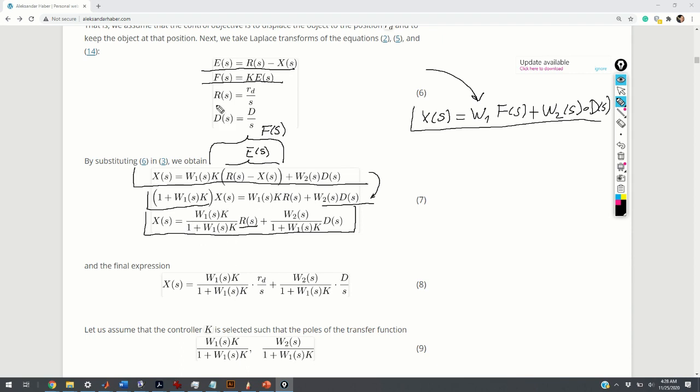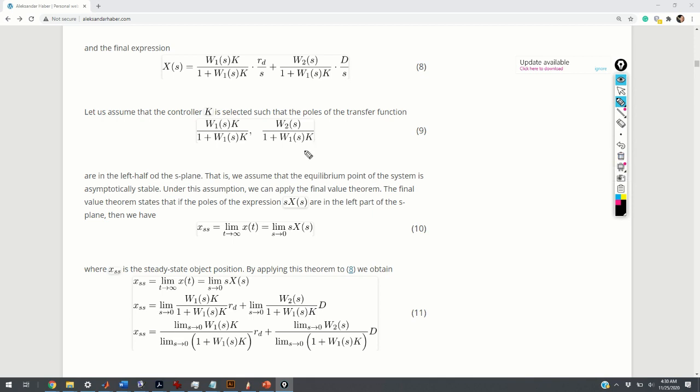Now, if we substitute R of s and D of s in this equation, we will obtain equation 8. And equation 8 is nothing less than the step response of our feedback control system. The step response is computed as a superposition of the step response with respect to the control input and the step response with respect to the disturbance force.